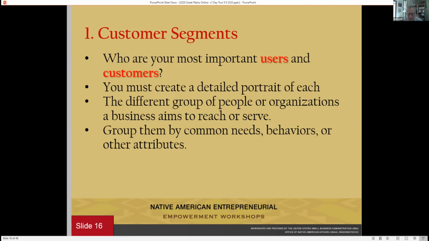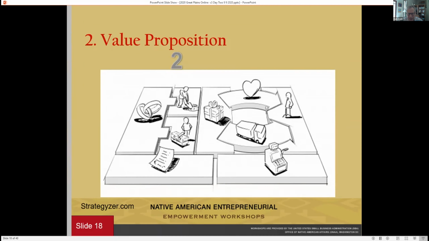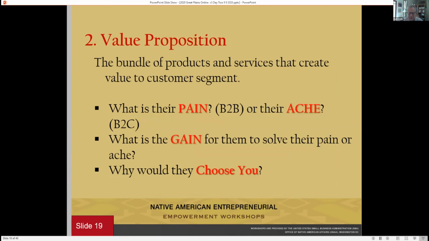Okay, so the second thing I'd like you to look at, in the center, is called the value proposition. And that value proposition is thinking about, essentially under that third bullet, why would I choose you? Why would they choose you?